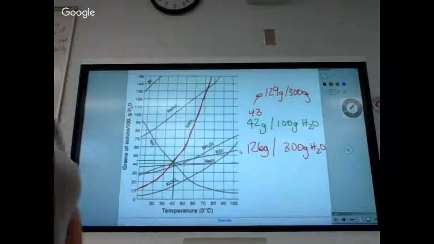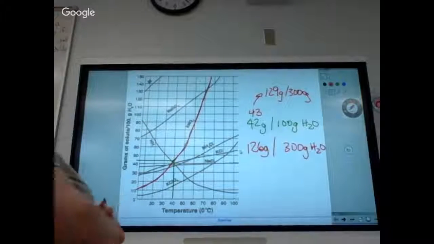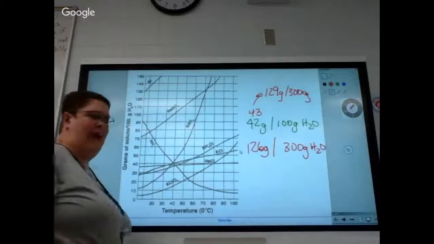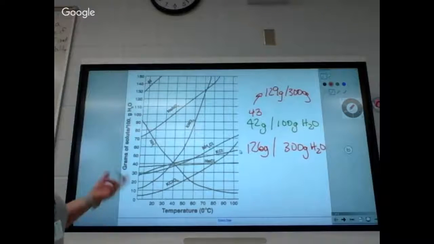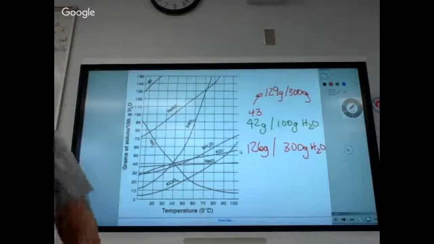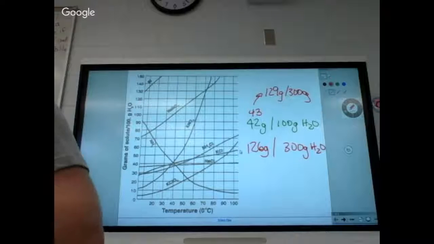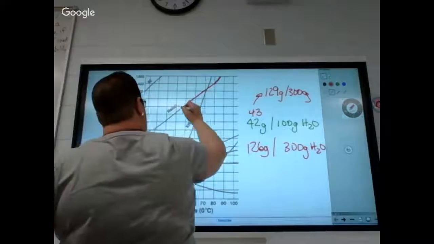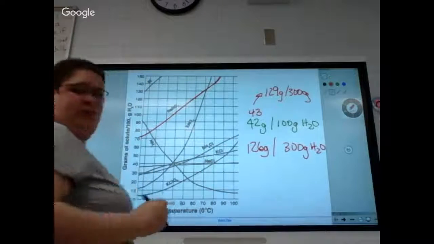All right, number 4. Which salt shows the least change from 0 to 100? What do you look for with least change? The flattest, okay? And KCl was the right answer. All right, number 5. It wants to know about sodium nitrate and whether it's saturated, unsaturated, or supersaturated. So sodium nitrate is this line right here. And it tells us we have what?